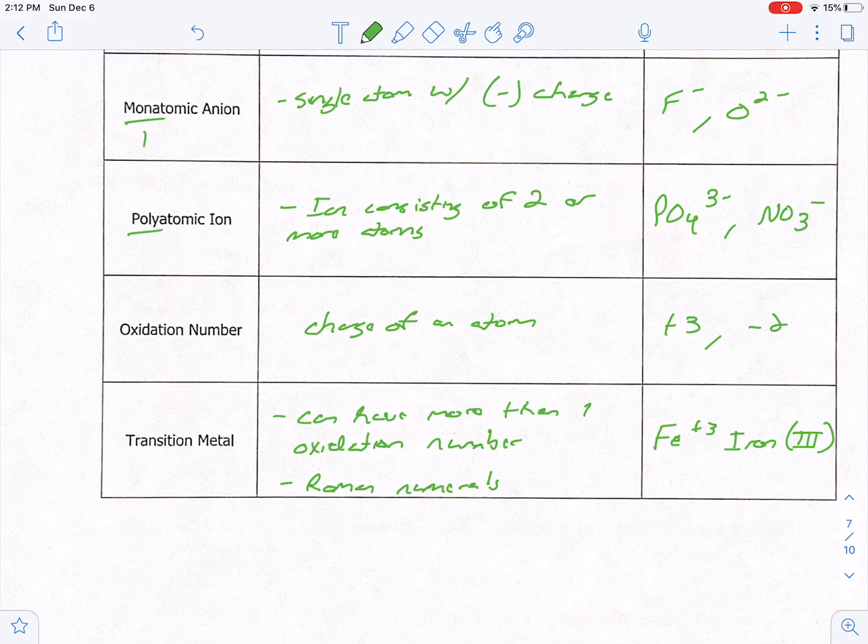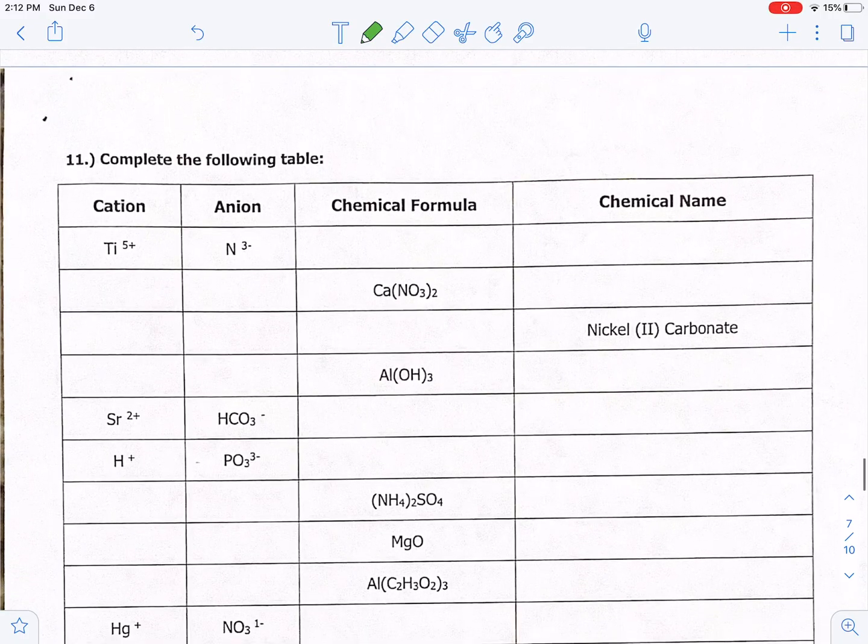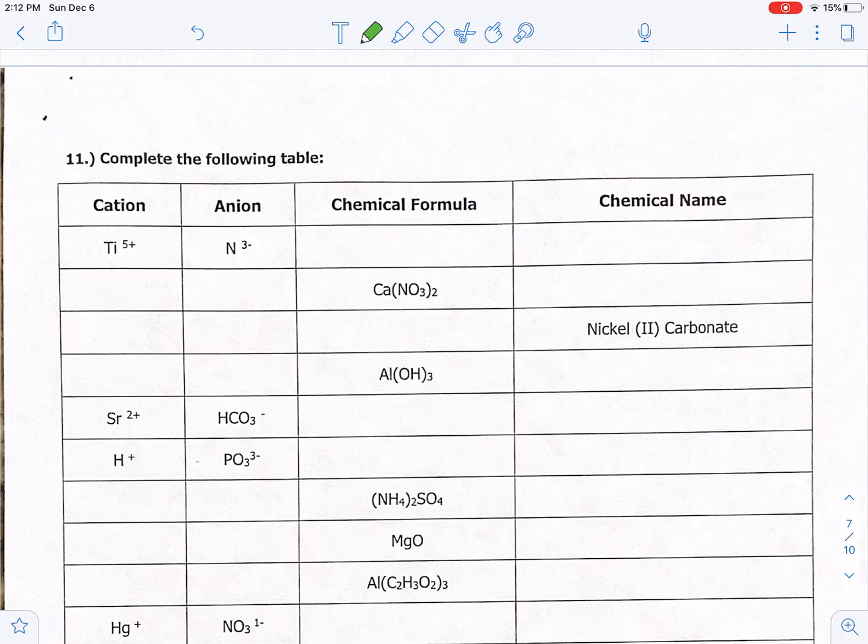So now we're going to go into plenty of practice. What you'll need is your periodic table and your polyatomic list. If you need to pause it and grab that, you can. We're going to write the chemical formula and chemical name, or split them up if we need to. So we're going to start with the first one.